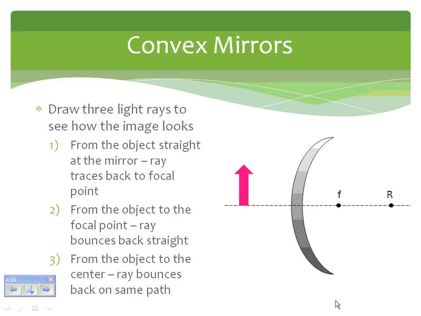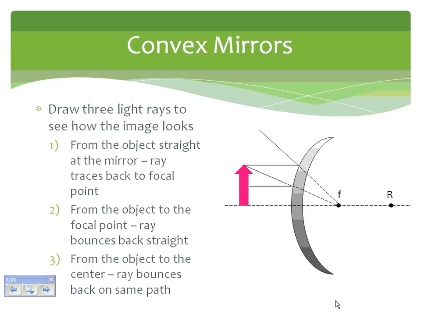The first one, if you have a ray that goes straight towards the mirror, it's always going to bounce back so that it traces back to the focal point. The second one is the exact opposite, where it tries to get to the focal point, but it can't because the mirror's in the way, and so therefore it reflects off, but it reflects off straight.